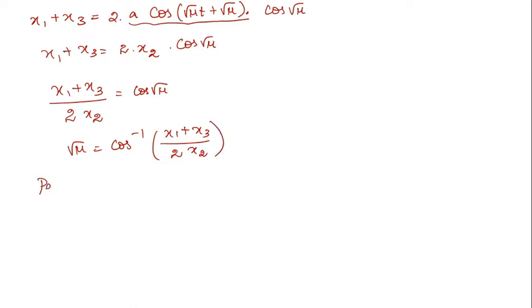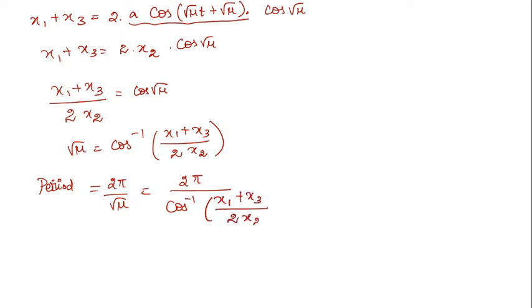Now we can use the formula. We know that the period is equal to 2π by √μ, which is equal to 2π divided by cos inverse of (x1 plus x3) divided by 2x2. This is what we have to prove. We proved it. So for three consecutive oscillations, the period is 2π divided by cos inverse of (x1 plus x3) divided by 2x2. Hence the proof.